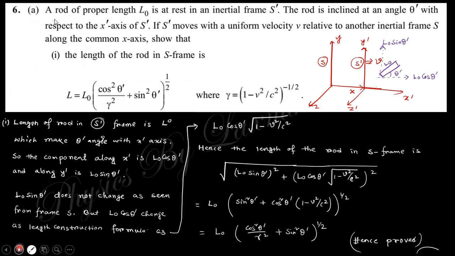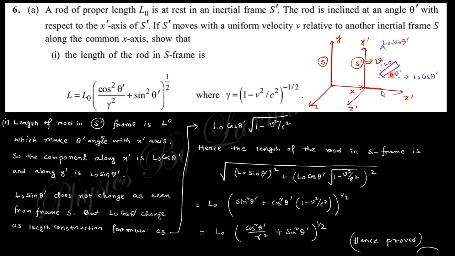Next question. A rod of proper length L naught is at rest in the S prime frame. The rod is inclined at an angle theta prime with respect to x prime, and S prime moves with velocity v with respect to another frame S along the x-axis. The length of the rod in S will be like that.